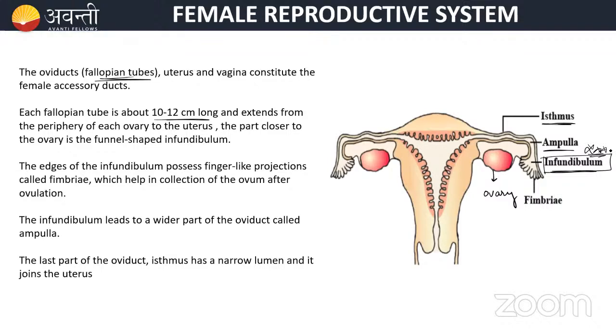And infundibulum has finger-like projections, and those finger-like projections are known as fimbriae. So these finger-like projections help in capturing or grabbing the egg once it is released during the ovulation. Now this infundibulum leads to a wider part of the oviduct, which is known as ampulla. And ampulla is the site where the fertilization takes place. This is also important, that in which part of the fallopian tube the fertilization takes place, the answer would be ampulla. Remember this, very, very important.